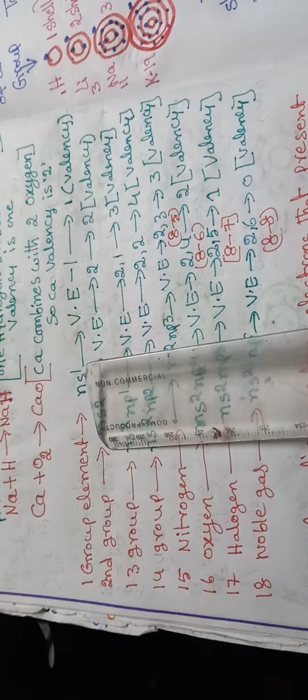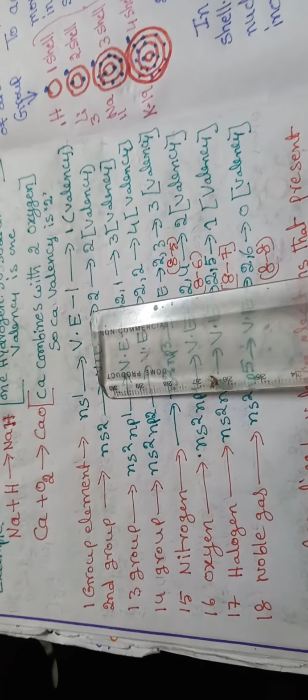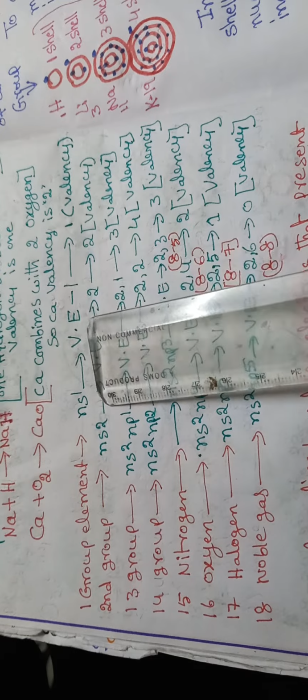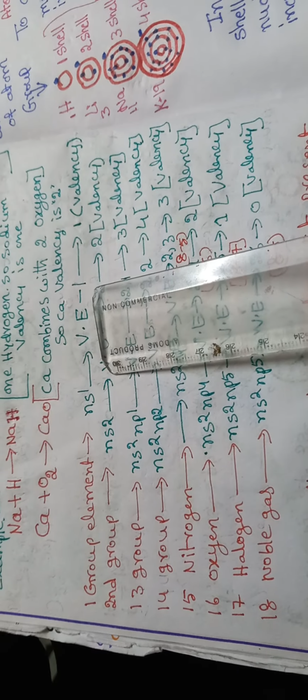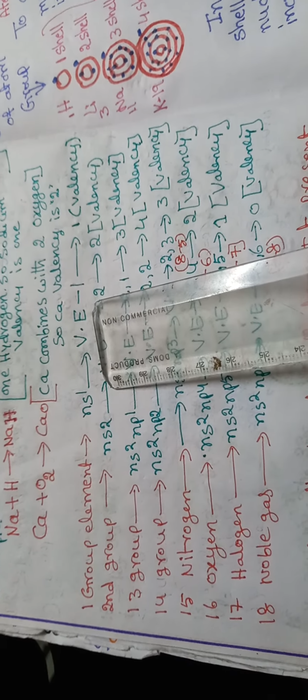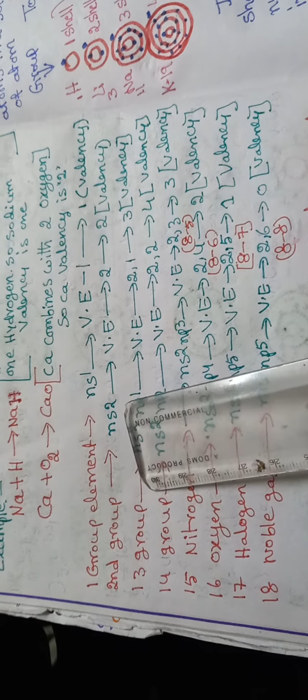Group wise, we can see the valency of the elements. First group elements, ns1, valency electrons 1. Valency electrons means the electrons in the outermost shell. When valency electrons is 1, then the valency is 1. Second group elements, electron configuration ns2, valency electrons 2, valency is 2.